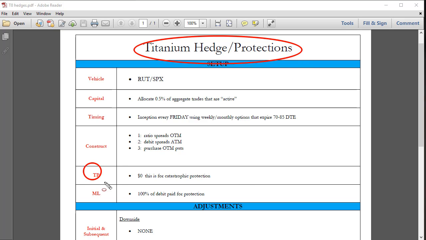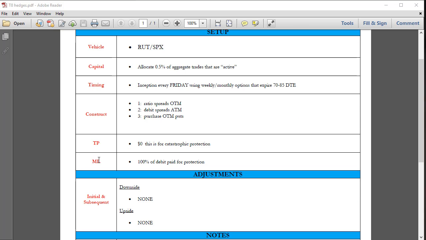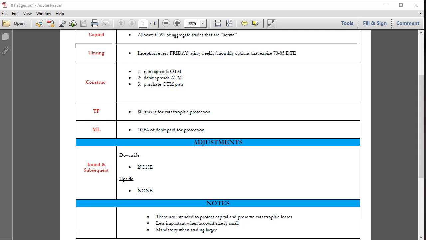They're not used to be trying to make profit on. They're being used to hedge positions so that you don't have a catastrophic loss. And your maximum loss is always going to be 100% of the debit paid for the protection. There are no adjustments whatsoever.